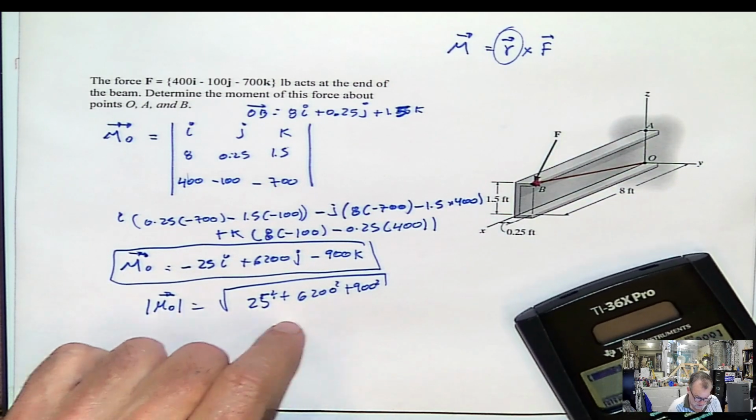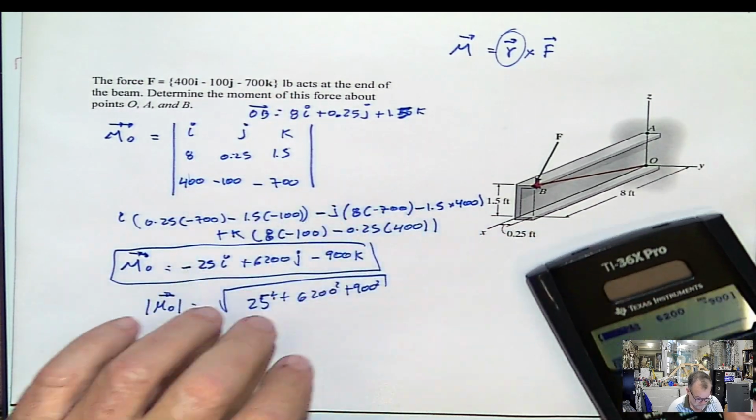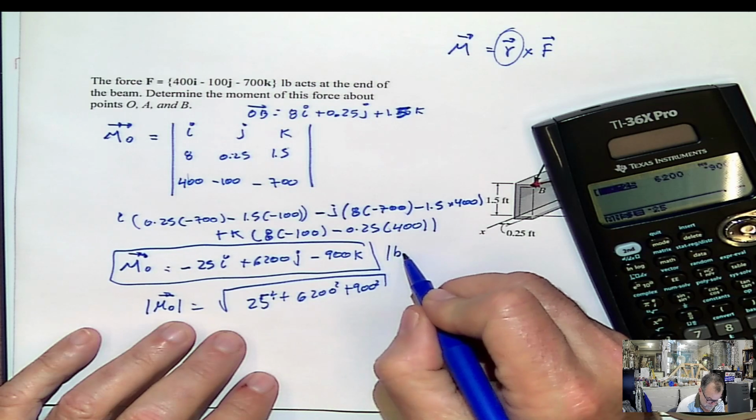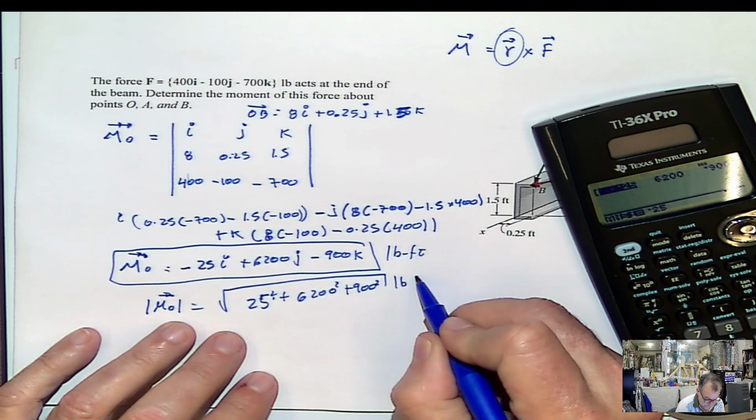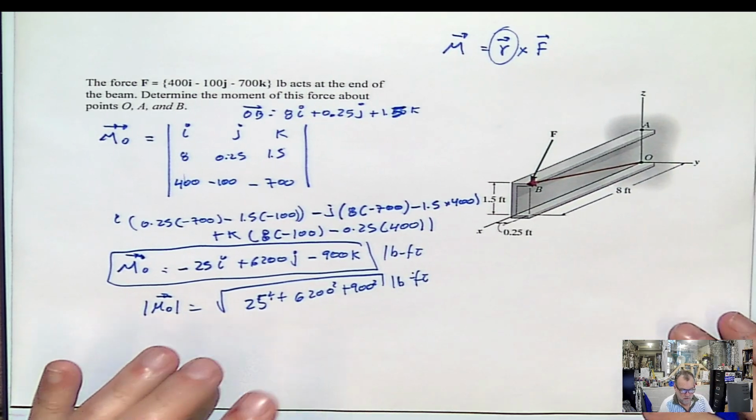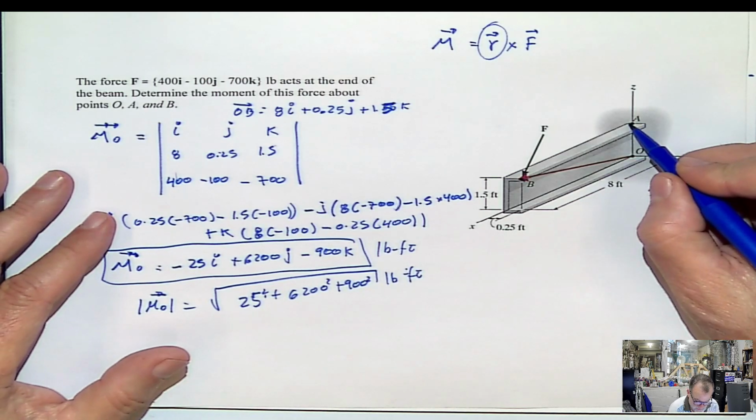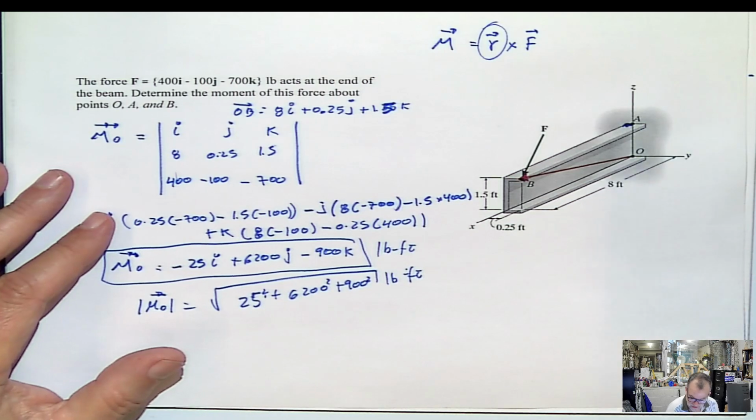And the value will be in what units? Pounds-foot. And that will be the first part. Second part, similar, but now the problem asks with respect to the point A, and the point A is there.